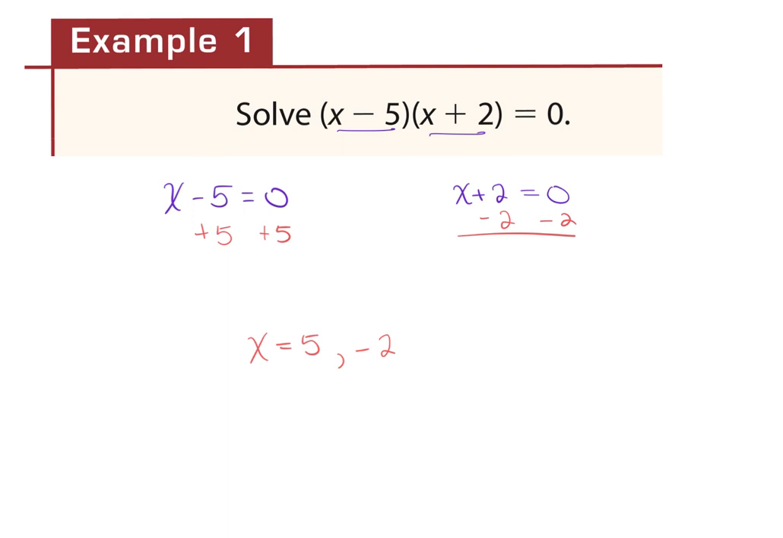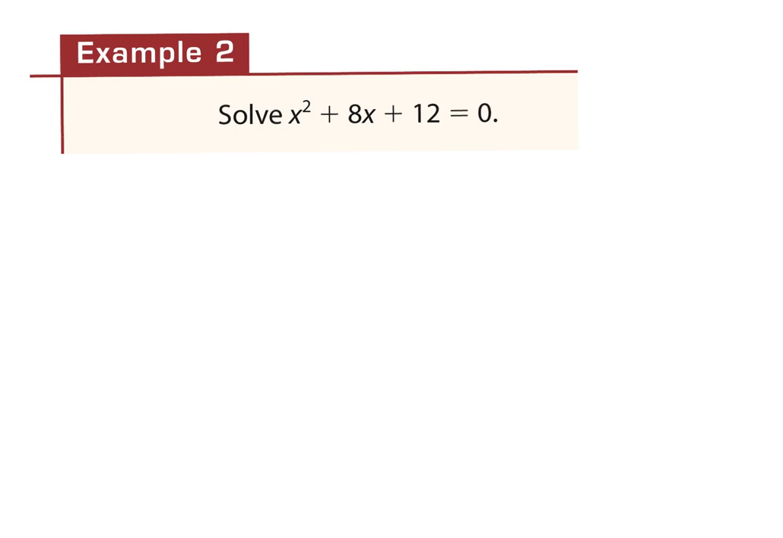Look at example 2. Example 2 is not in factored form. You'll notice that it is in standard form. I have x squared, an x term, and a number, and it's equal to 0. If I want to solve this, you're not going to subtract the 12 over and try to get something by itself. You are going to factor. I'm going to do just like I did on my bell work. What are factors of 12 that add up to 8? So I'm going to factor this: x plus 6, x plus 2.